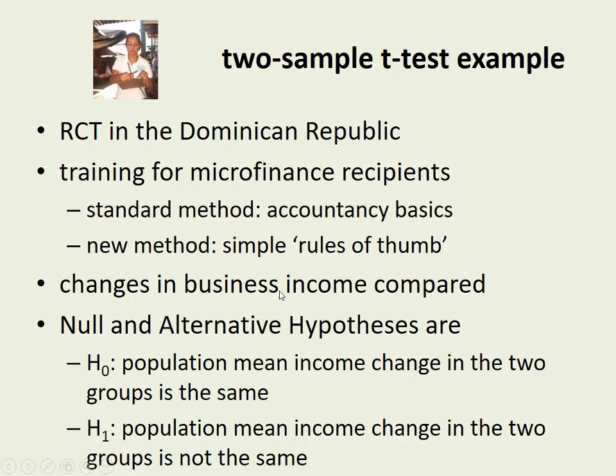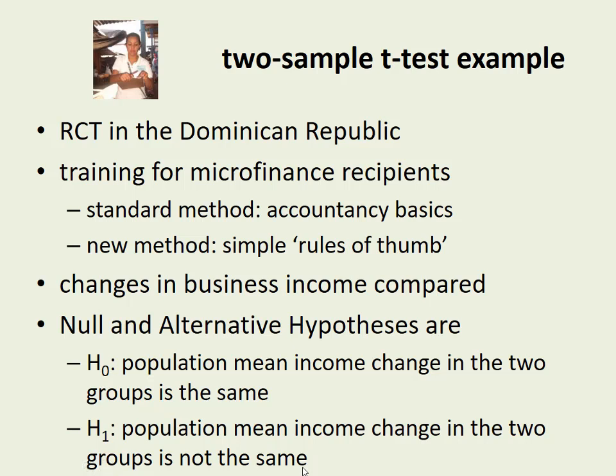So the change in business income among the people doing the standard method, among the people doing the new method. Okay, so essentially you've got two groups. So it's a randomized control trial. And here are the null and alternative hypotheses. The null is population mean income change in the two groups is the same. The alternative, it's not the same, which means here we're looking for a difference.